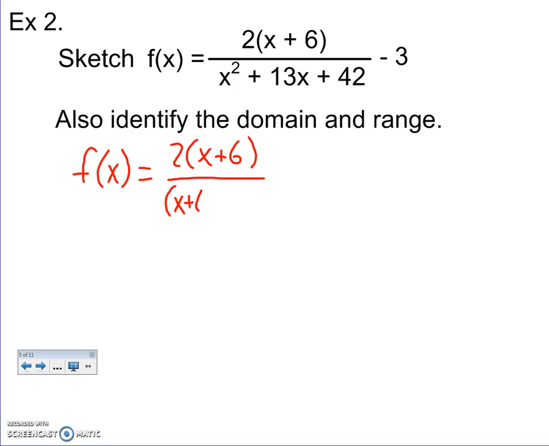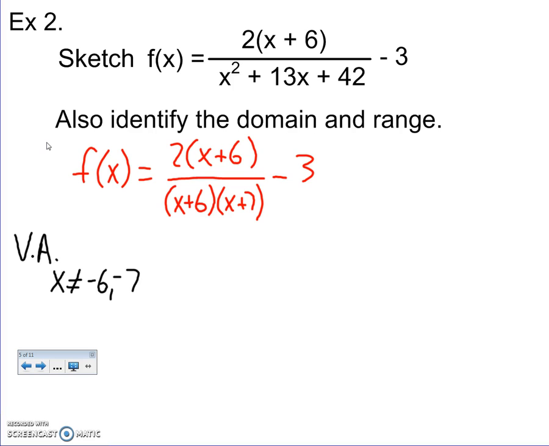So it's x plus 6, x plus 7, minus 3. So vertical asymptotes and holes. Well, the vertical asymptote comes from the bottom equal to 0. So x cannot be negative 6. I'm just changing the sign for the factor. Can't be negative 7.